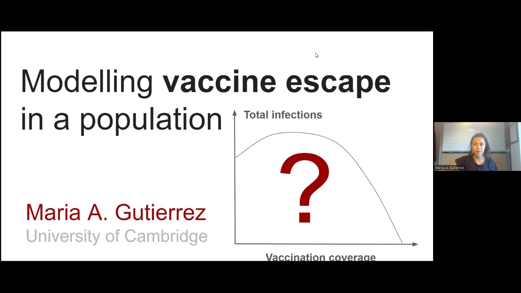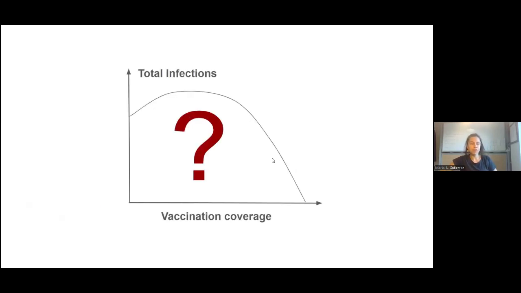For a few seconds, I want all of you to look at this graph and try to make sense of it. How might it be possible that as we increase the vaccination coverage, we obtain more total infections? We increase the vaccination coverage in our model, and as a result, we get more infections than what we would have without vaccination.